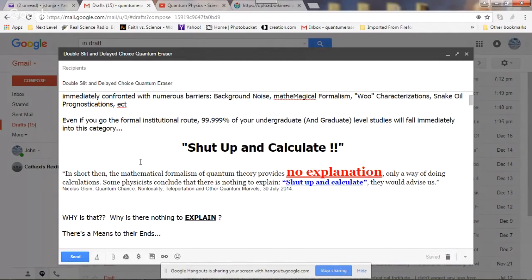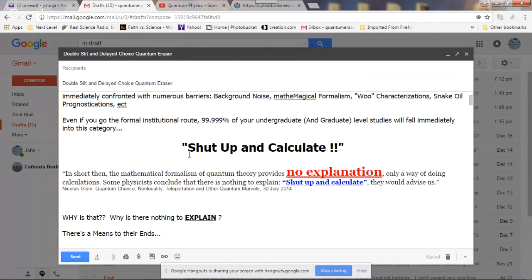Okay, even if you go the formal institutional route, at university, 99.999% of your undergraduate and graduate level studies will fall immediately into this core category: shut up and calculate. We've heard this term before. I think Richard Feynman was the first one to coin the phrase, but from Nicolas Gisin, a professor of physics at Geneva University, he says, in short, then, the mathematical formalism of quantum theory provides no explanation.